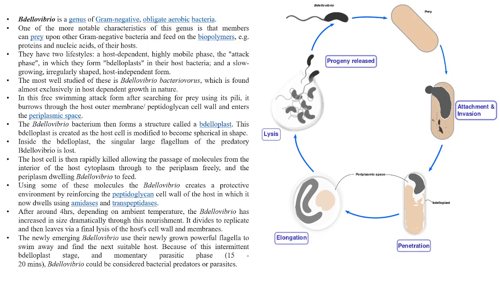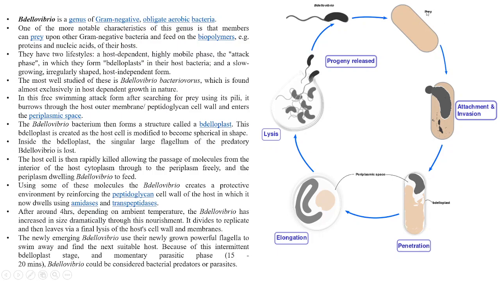And using some molecules, the Delovibrio creates a protective environment by reinforcing the peptidoglycan cell wall of the host. And now, after around 4 hours, depending on the temperature, the Delovibrio has increased in size, and because they have taken the entire nourishment from the host, they have killed the host cell, but they have taken all the nutrition from the host, and then it divides, it replicates, and then leaves. It lyses the host cell wall and membrane, and then it leaves. And this newly emerging Delovibrio has a very powerful flagella to swim away. It can swim very powerfully. Then it goes and finds the next suitable host.